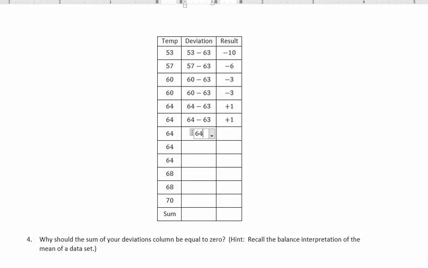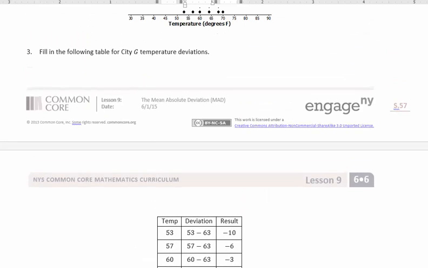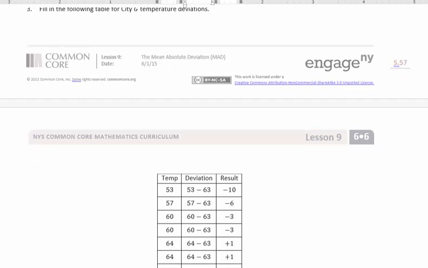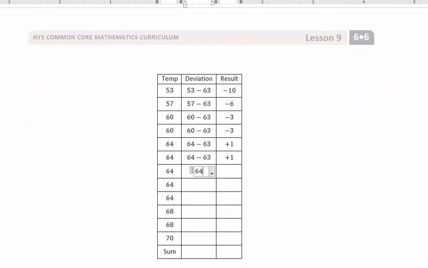And where did that 64 come from? Well, it came from my table right here. And I can see that temp is also right in this group right here. And now I'm just filling it. Remember, deviation is your data point minus the mean. So my data point is 64. And what am I subtracting? I'm subtracting 63.